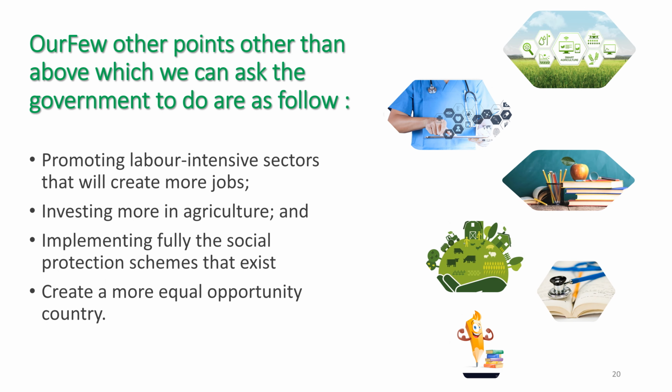A few other points other than the above which we can ask the government to do are as follows: promoting labor intensive sectors that will create more jobs, investing more in agriculture, and fully implementing the social protection schemes that exist, to create more equal opportunity. Successive governments have failed to commit to reducing inequality in India.